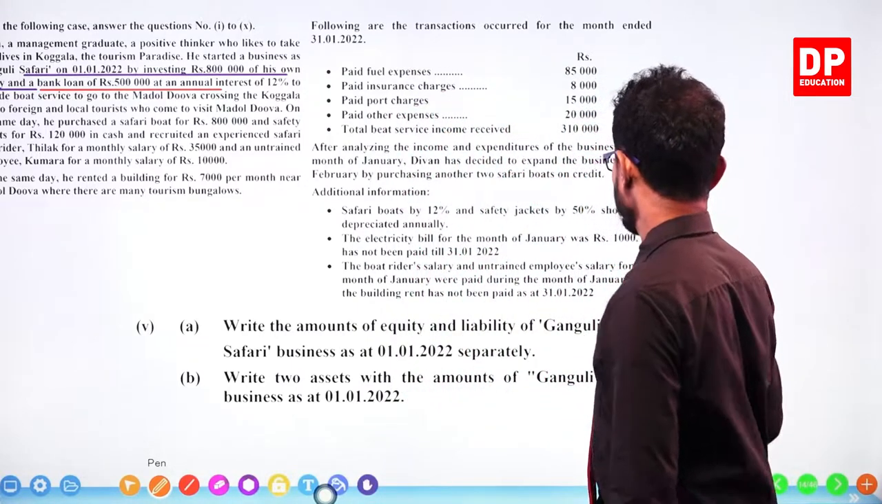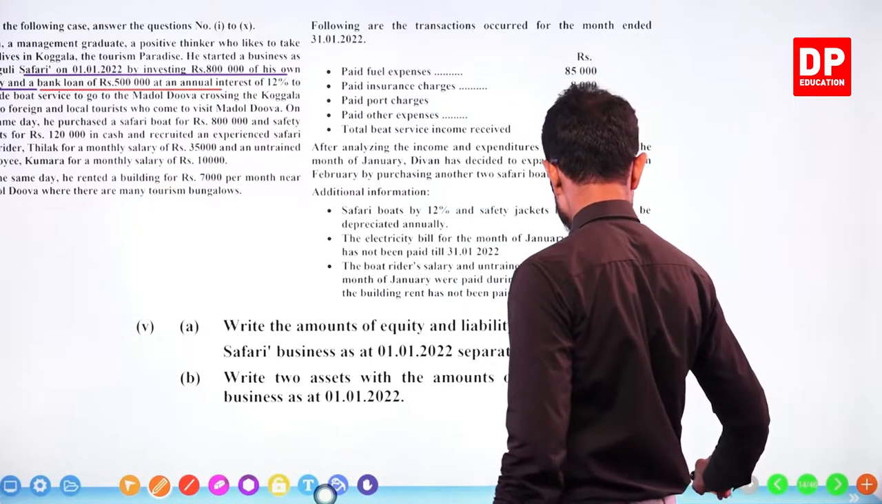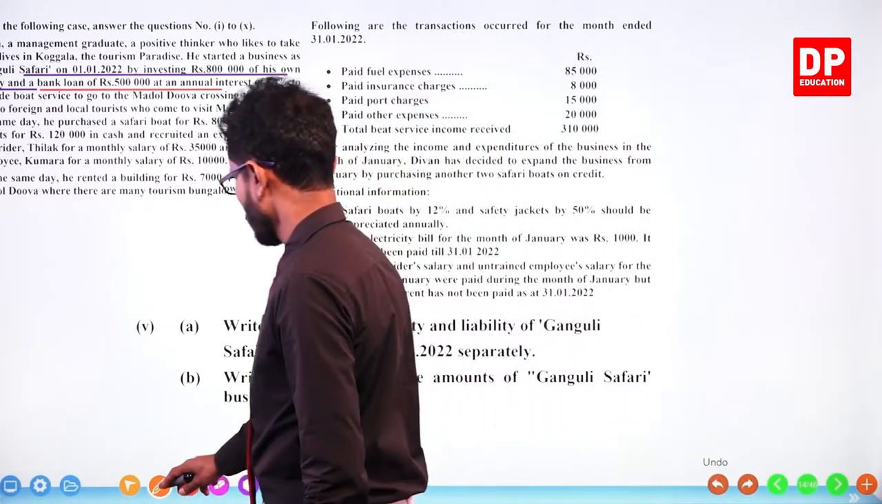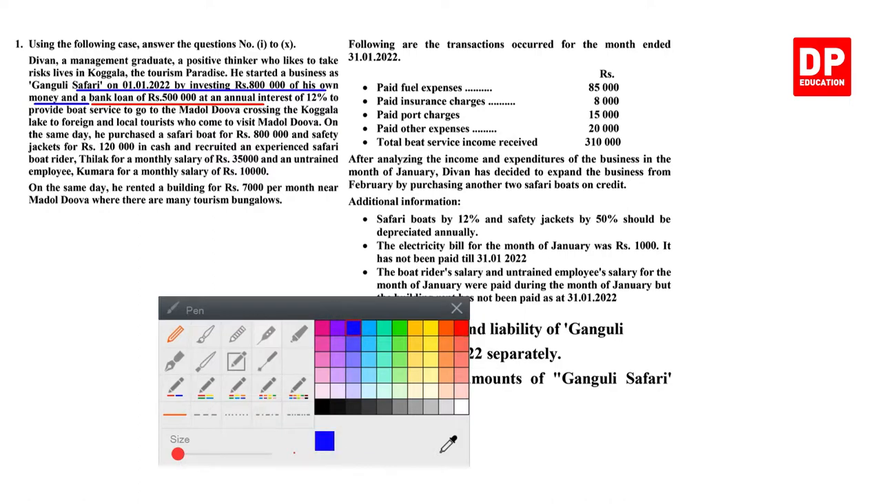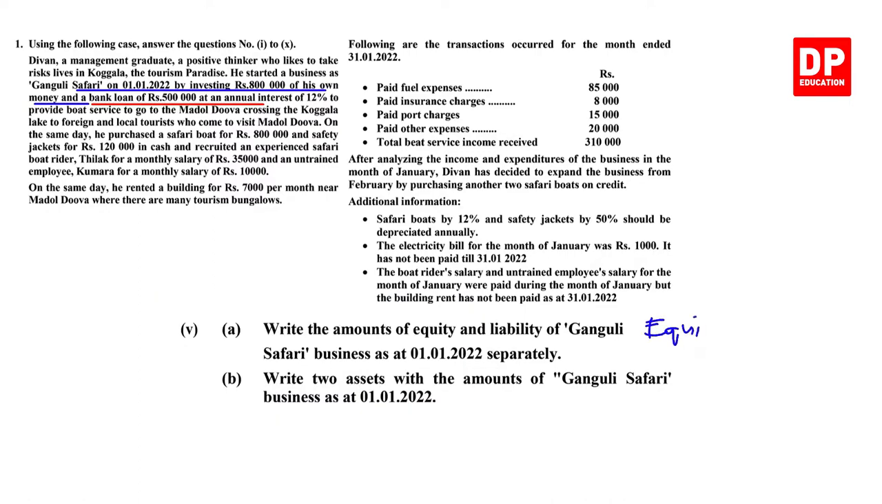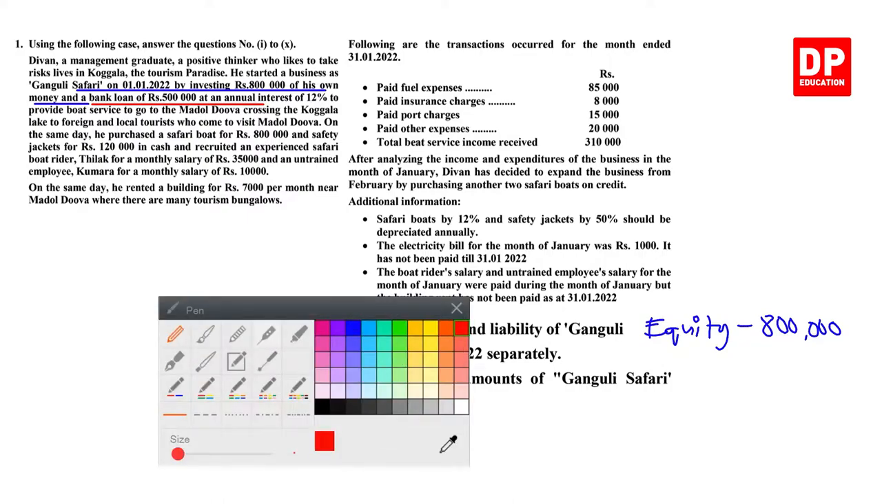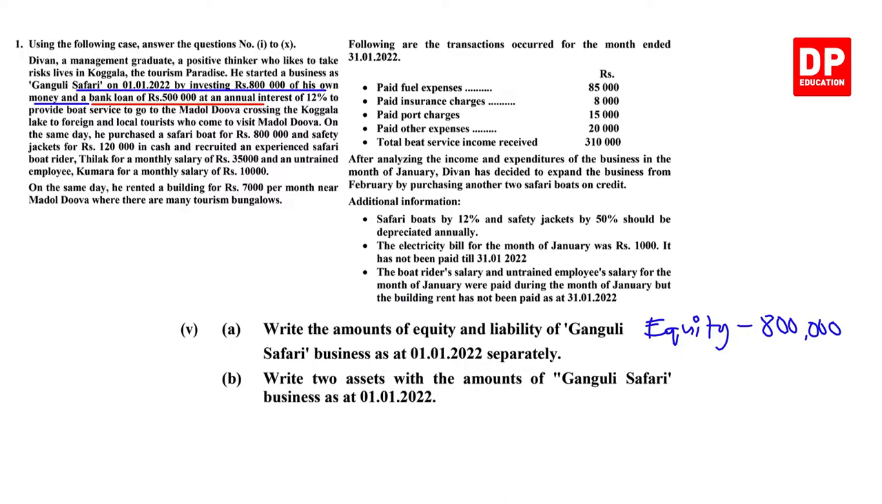Yeah, use blue for equity. Equity is 800,000. 500,000 is the liability. There you go.